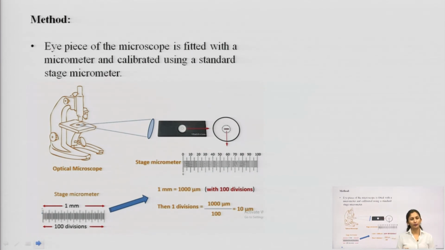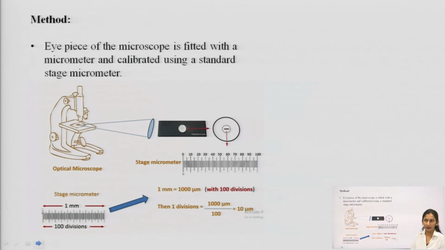First, you have to calibrate the eyepiece or ocular with a stage micrometer. The stage micrometer is the micrometer that we place on the stage, and the eyepiece or ocular is what you measure through. So, we have to coincide the lines of the units of the eyepiece with the stage micrometer, and by coinciding the ocular eyepiece with the stage micrometer, we can calculate the calibration factor, or we can calibrate the optical microscope. So, the first step is the calibration of the optical microscope.